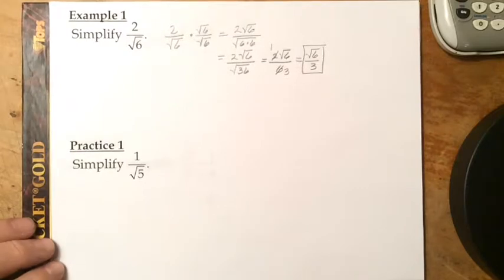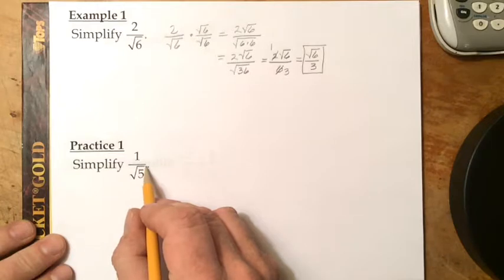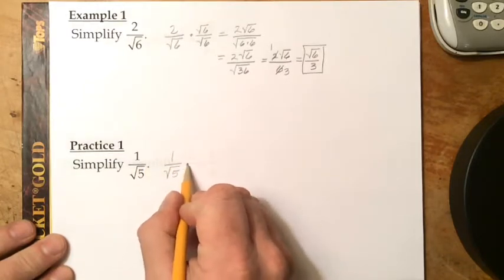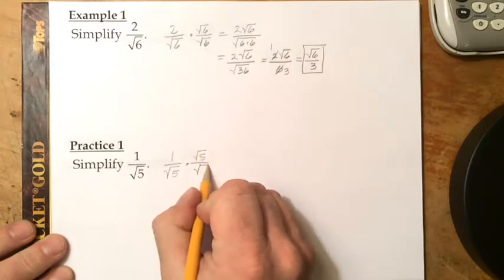Practice 1. Simplify 1 over the square root of 5. We must rationalize this because there's a square root in the denominator. So 1 over the square root of 5, we multiply by a form of 1 as the square root of 5 over the square root of 5.